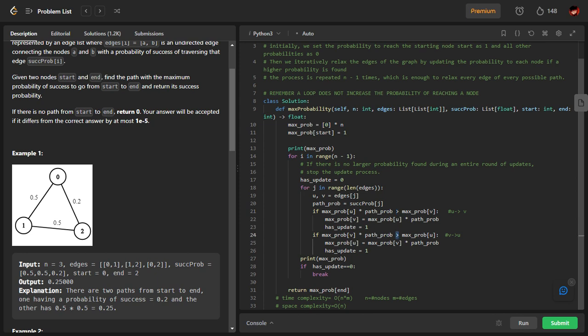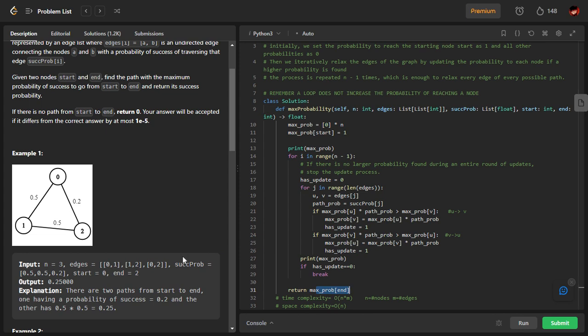So at the end of it, when we come out of this double loop, we return the max probability of end. This is the array, and from it we go to the index of end and return its probability. So this is the Bellman Ford algorithm which we have modified to accommodate this question, and finally we are returning the max probability of reaching that node.